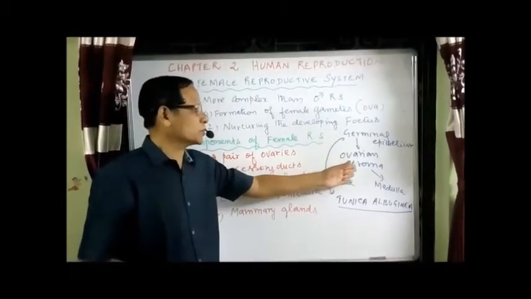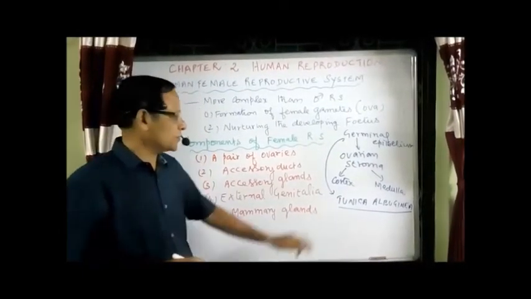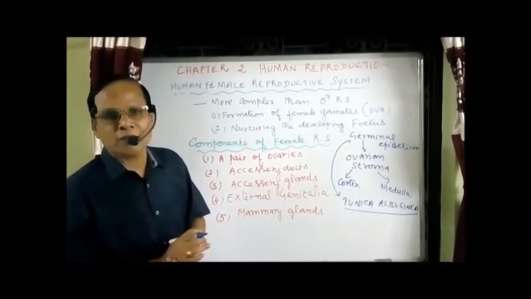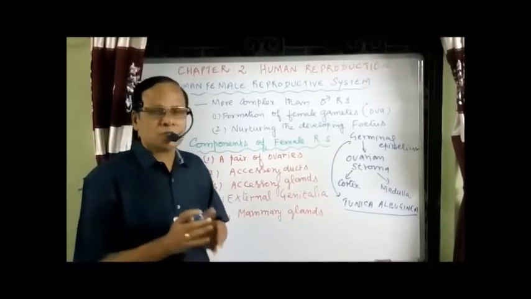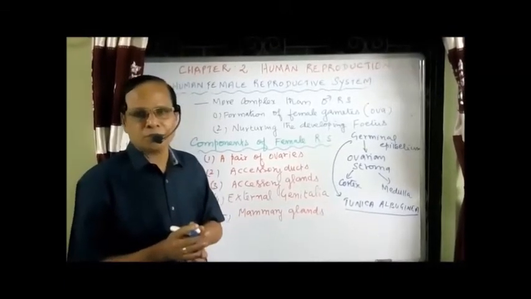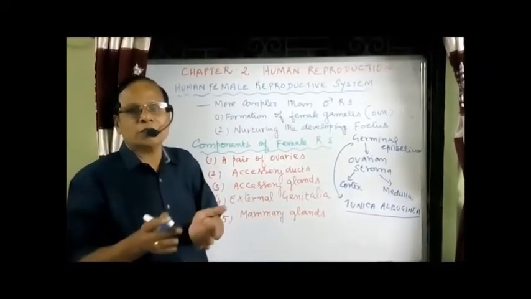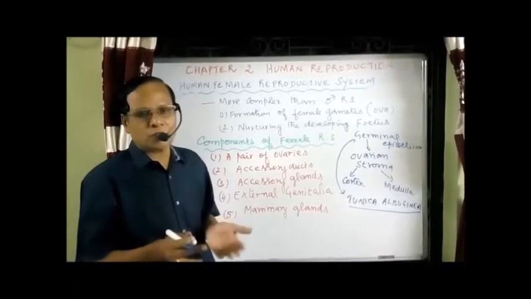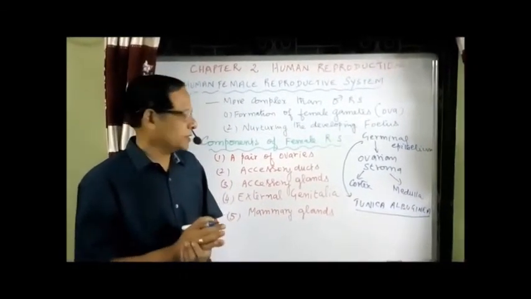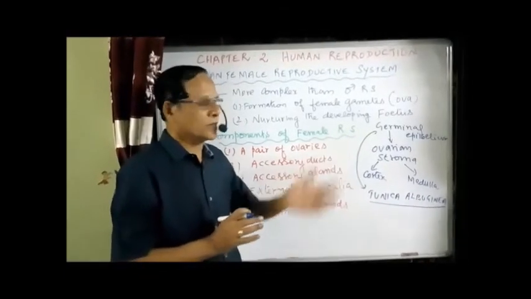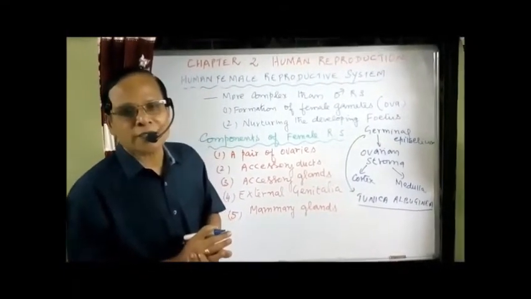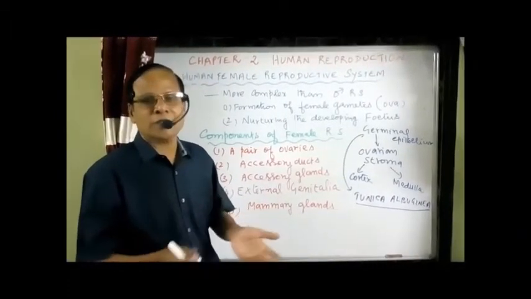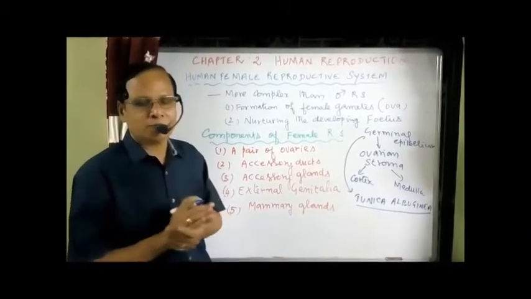I mentioned the ovarian stroma, the body. It is differentiated into outer cortex and inner medulla. The cortex is dense and granular because of the presence of the ovarian follicles, which are in different stages of development. I'll show the picture later. Hence, it is dense and granular. The medulla is a loose connective tissue containing blood vessels, lymphatic vessels, and nerve fibers.